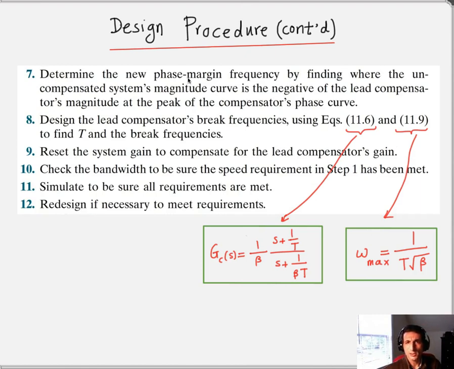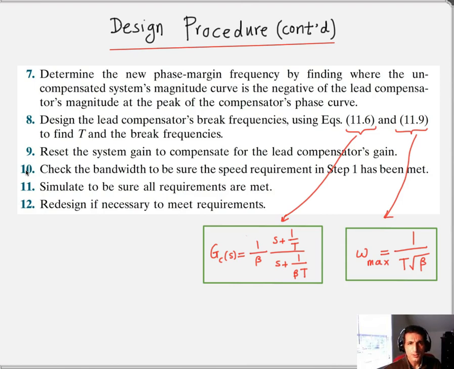It says to determine the new phase margin by finding where the uncompensated system magnitude is the negative of the lead compensator's magnitude, which was 1 over square root of beta, at the peak of the compensator's phase curve. Then step 8, you design the lead compensator break frequency using these couple of equations, because you would have the T and the beta. Once you have the T and the beta, everything is known, GC. Then you go back and reset the system gain to compensate for the lead compensator's gain, meaning you just have to make sure that this 1 over beta is what you want.